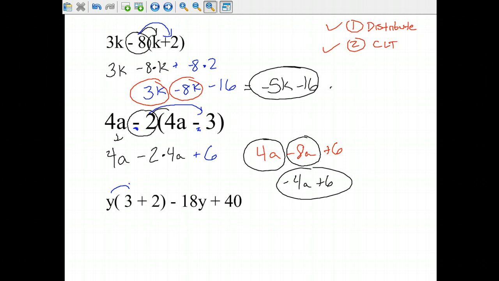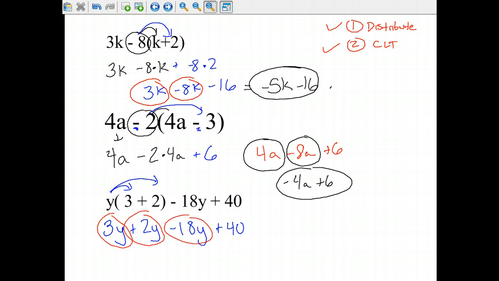And our last one here, we're going to distribute the y. We have 3 times y plus 2 times y minus 18y plus 40. See if you can figure out what we would combine here. We have shapes around the y terms. Those are all the same. And then the 40 doesn't get another shape with it. It's all by itself. There's no like term with that.